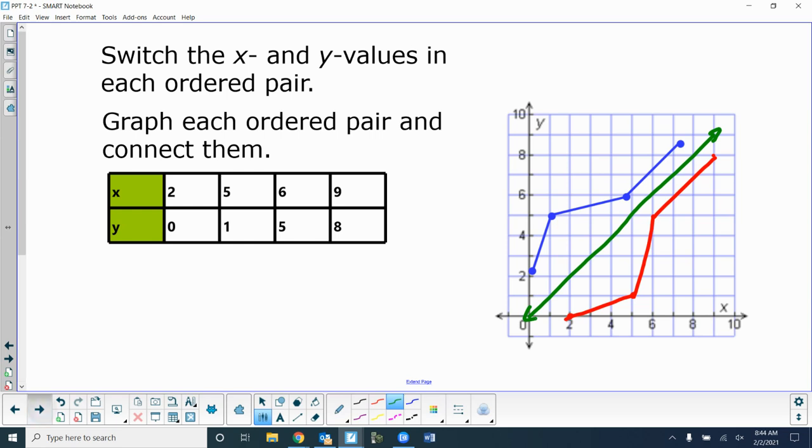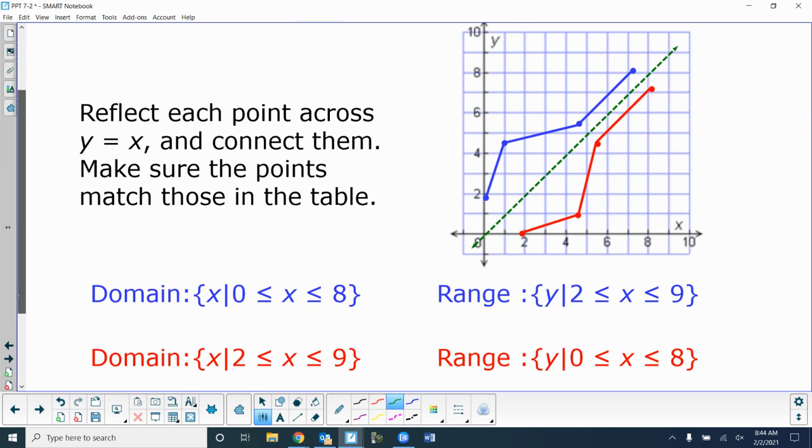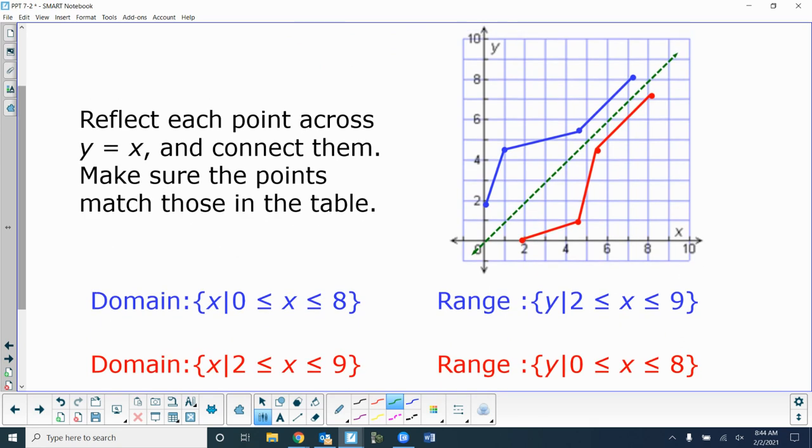Okay, they have it on this next page a little nicer than I do. Okay? So the domain values of the blue one was 0 to 8. The range of the red one is the same. You know, they switched, right? Domain and range switch. The range was the y's for the blue one, 2 to 9. The domain of the red one is 2 to 9. So that's all you're doing is switching them. Okay?